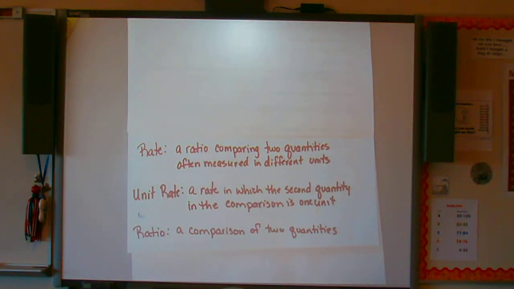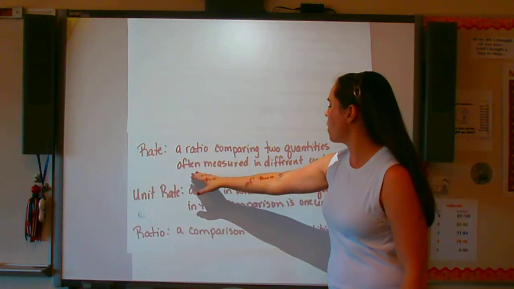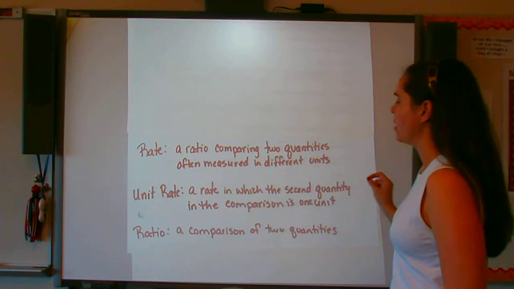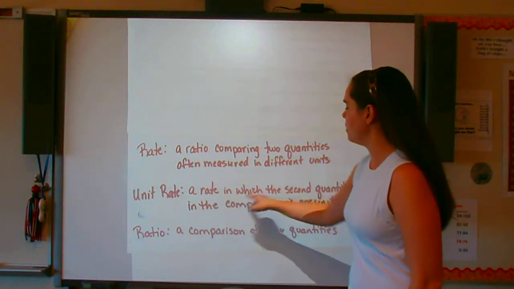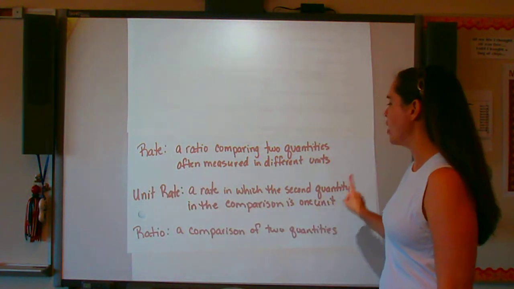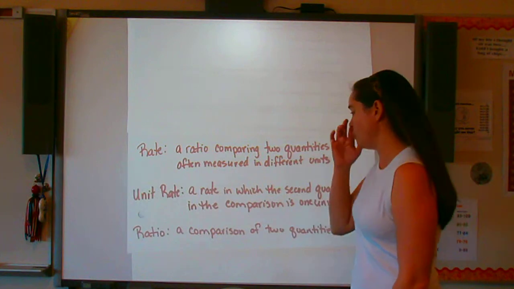A rate is a ratio that's comparing two quantities, and it's often measured in different units, and we'll go over an example of a rate in just a moment. A unit rate is a rate in which the second quantity in the comparison is 1 unit. And then a ratio is a comparison of two quantities.